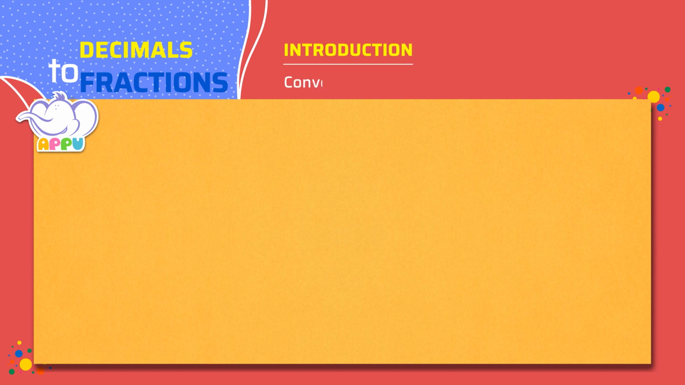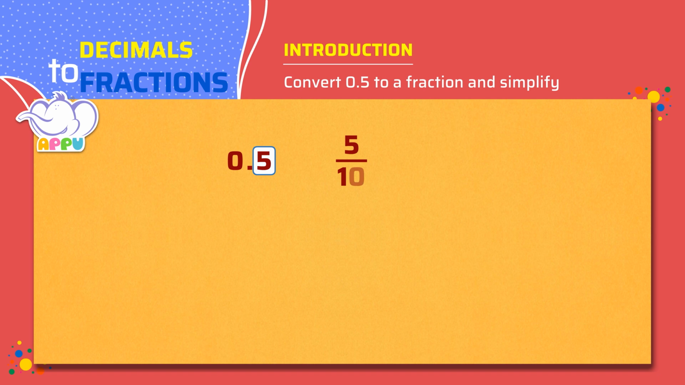Let's convert the decimal number 0.5 to a fraction. The numerator is 5. We have one digit after the decimal point. For the denominator, we write 1 and place 1 0. So 0.5 is equal to 5 by 10.